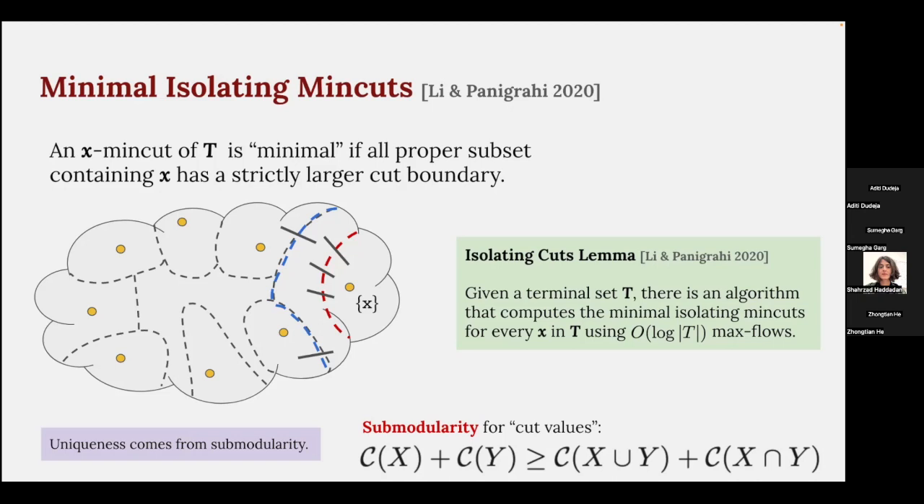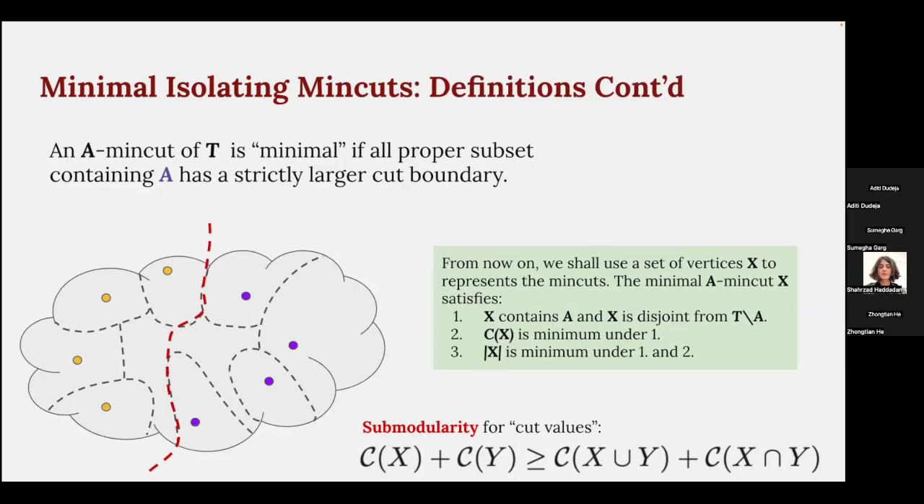using polylog max flow calls. Naively, you can compute it with T max flow calls, right? You pick every terminal, contract the other terminals, and use an s-t max flow to compute the min cut. But the interesting part here is that you can use only polylog max flow calls. So we will see how to do it.